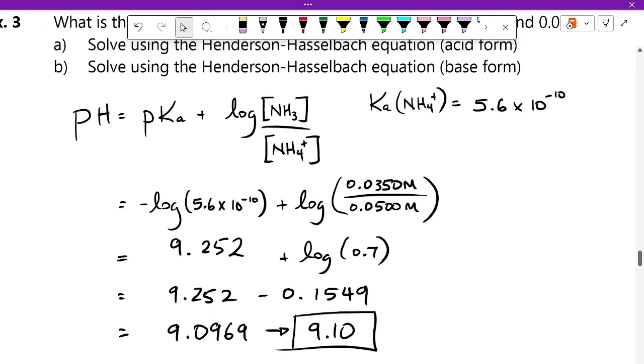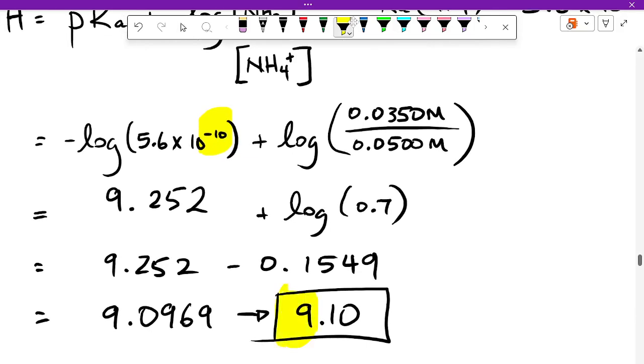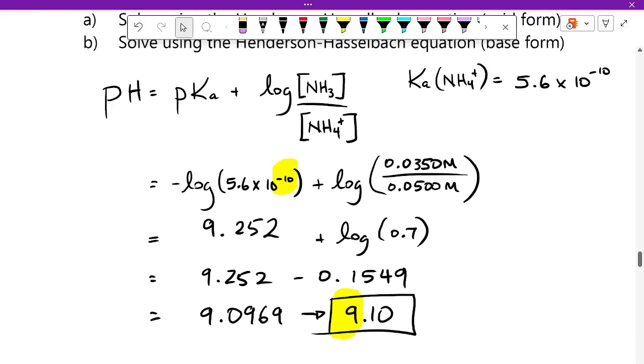Did you guys get 9.10? Excellent. Did you notice that the Ka value is 10 to the negative 10, and our pH is close to 10? Yes? Because as long as the concentrations are relatively equal, your pH will be close to the power of 10 of your Ka value. Okay? So you can check your answer that way. You can be like, am I way off or am I in the right neighborhood?